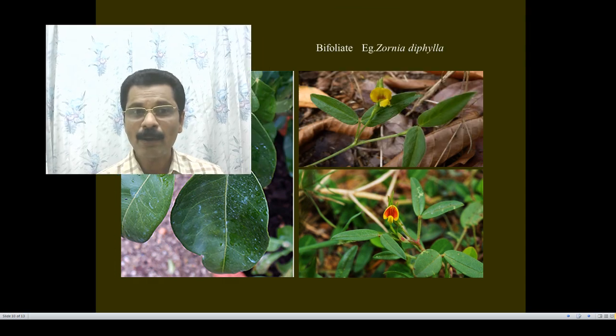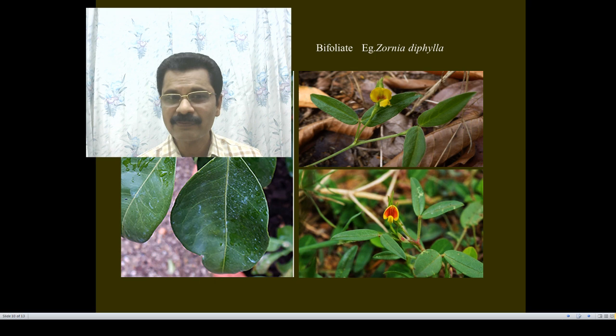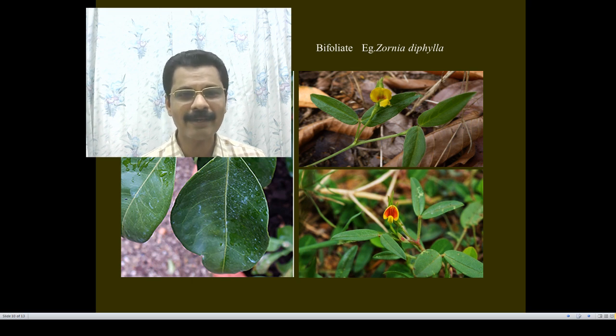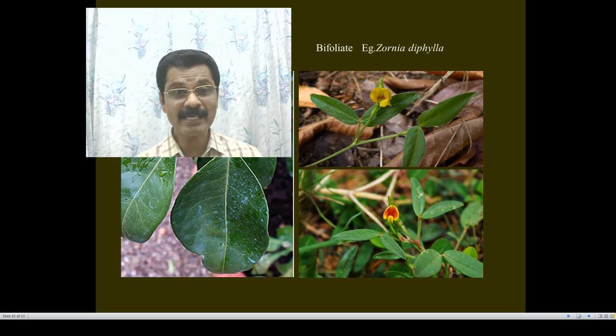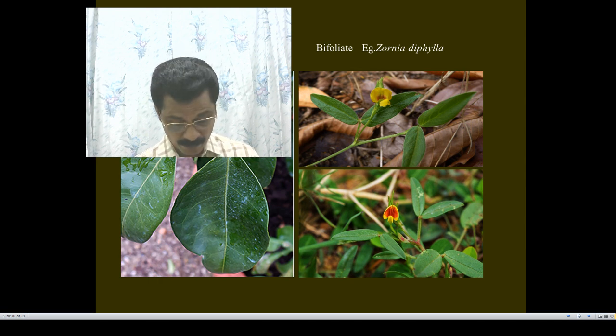Then bifoliate compound leaf. Bifoliate. Example, Sornia diphylla. Bi means two. Bifoliate, two phylla, two leaflets. See, Sornia diphylla, Bauhinia. These are called bifoliate. So the palmately compound leaves, depending upon the number of leaf blades, are of different types: unifoliate compound leaf, bifoliate compound leaf.